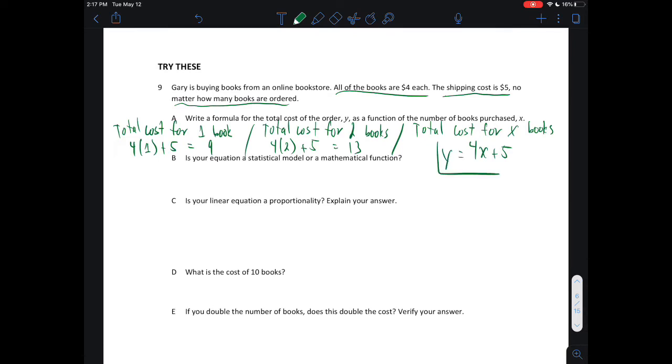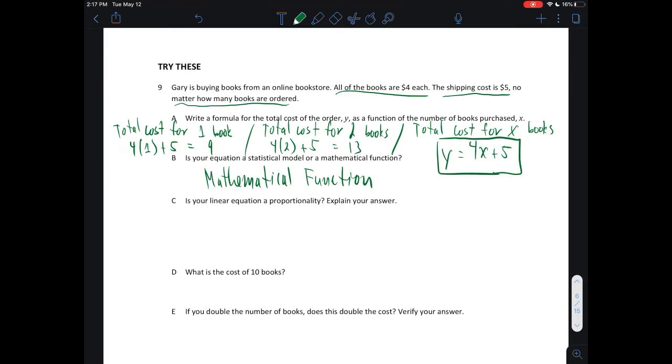So this is just like what we saw, maybe if you think back to the example of going to the Fresh Plus or Costco to buy pounds of meat. Same idea. Part B, is this equation a statistical model or a mathematical function? This is also going to be a mathematical function. This is a line, as we've seen before. So it's going to be a mathematical function for similar reasons that we've seen. Also, if you buy 2 books today and 2 books tomorrow, it's going to be the same cost.